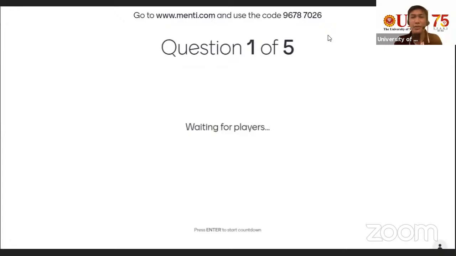a motivation. We request everyone to go to menti.com and then use the code 96787026. Please also write your full name so that you'll be recognized later. Because after this, on the culmination, we will give a prize to whoever is on the top of the leaderboard later.